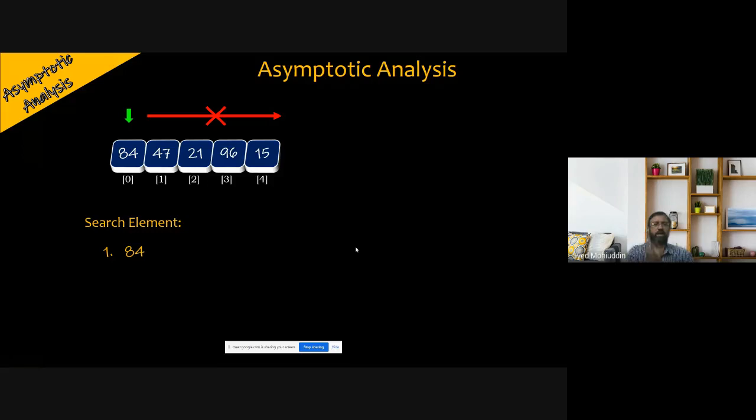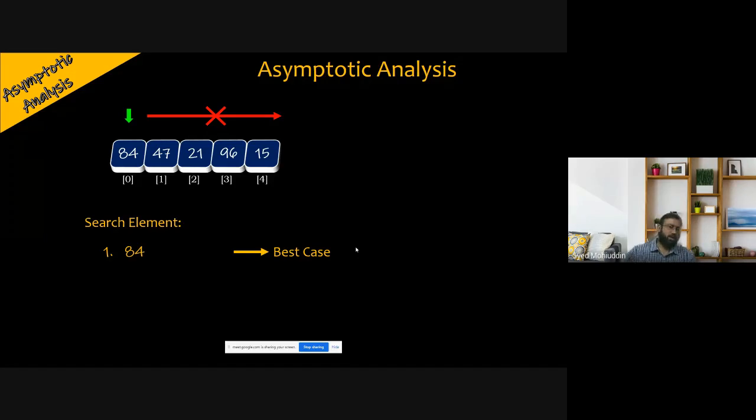I'm just performing a simple search here, and I'm not writing a complex algorithm. My key is 84. I start from the first element. I found 84. Once I find 84, or whatever I'm trying to search, I don't have to search the rest of the elements because I already found it. So this is known as the best case.